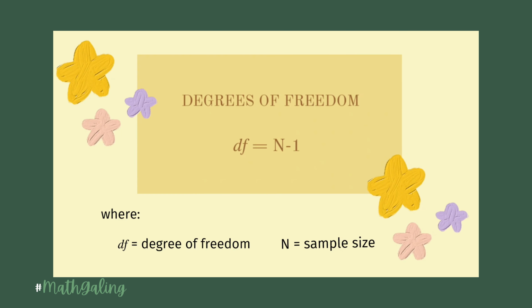So this is the formula for the degrees of freedom, where df is the degrees of freedom and n stands for the sample size.